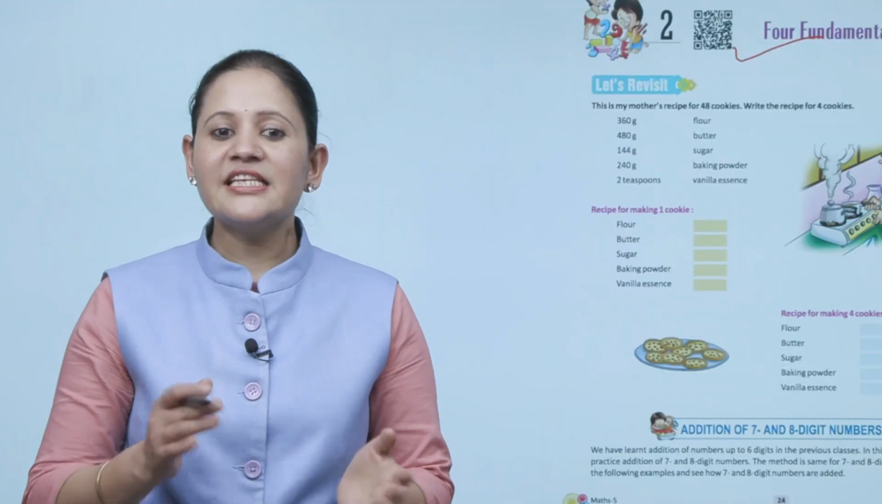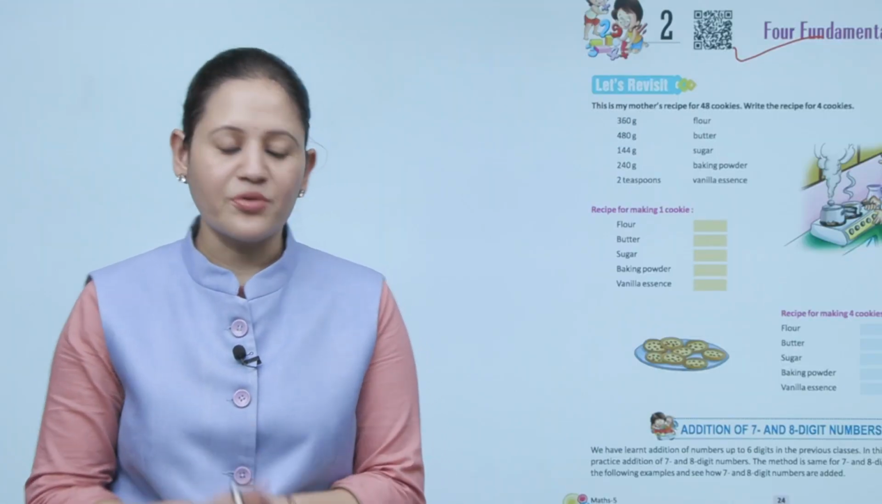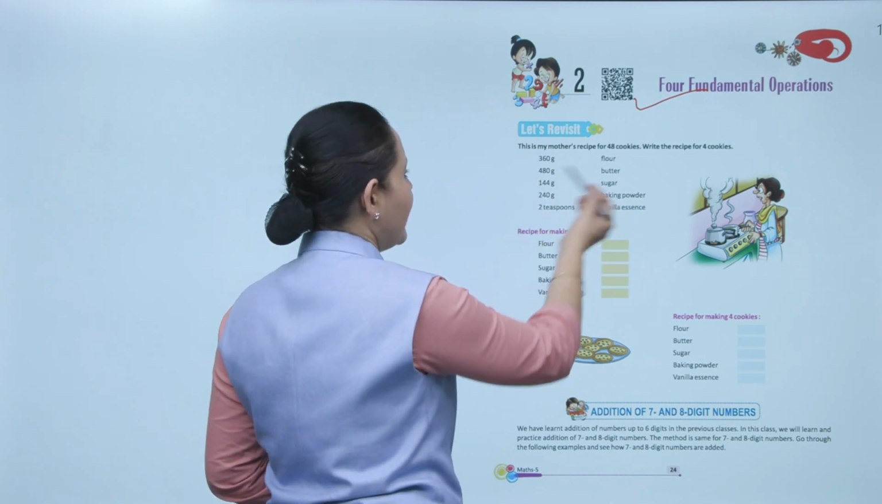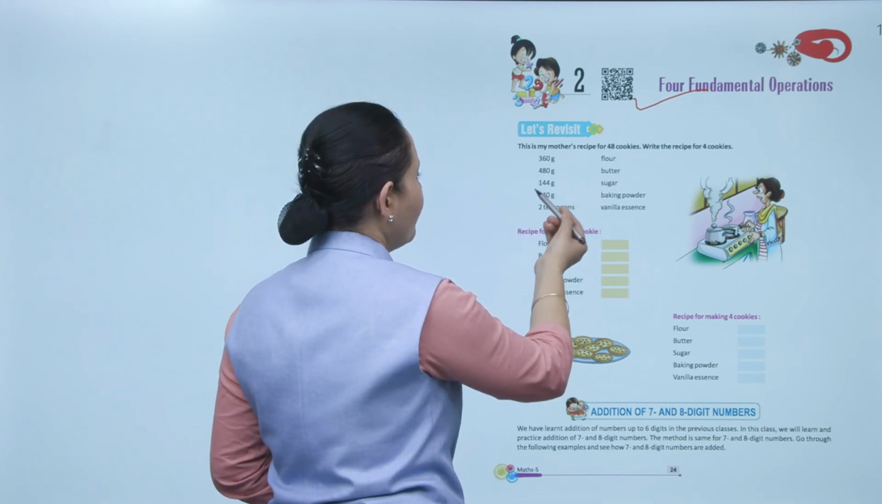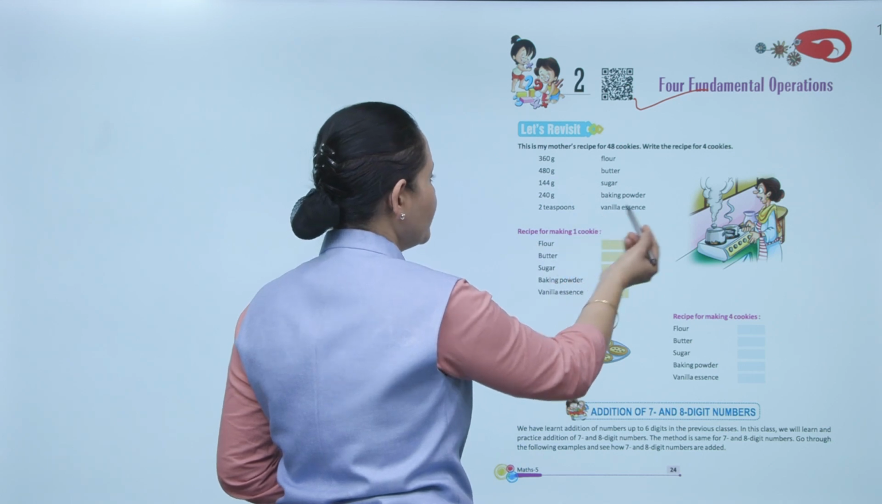Let's revisit. This is my mother's recipe for 48 cookies. Write the recipe for 4 cookies. So 360 gram flour, 480 gram butter, 144 gram sugar, 240 gram baking powder, 2 teaspoon vanilla essence.